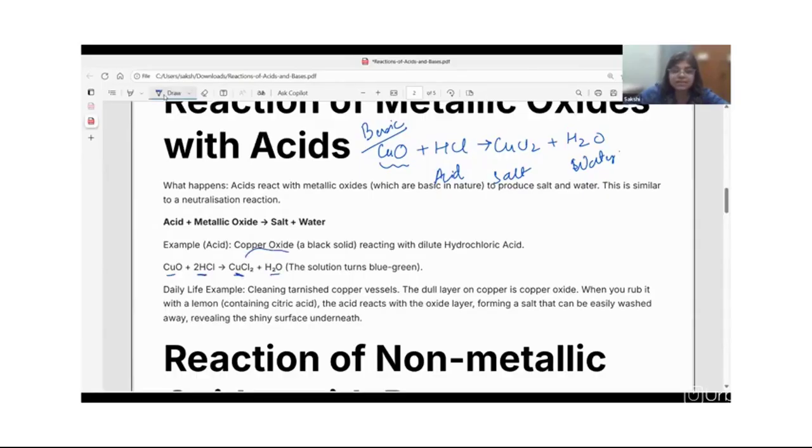So copper chloride is green in color, right? So you must have seen that copper tarnished vessels are there, and there is a dull layer of copper oxide. And when we rub it with a lemon, what is happening? The acid reacts with the oxide layer, forming a salt that can be easily washed away.